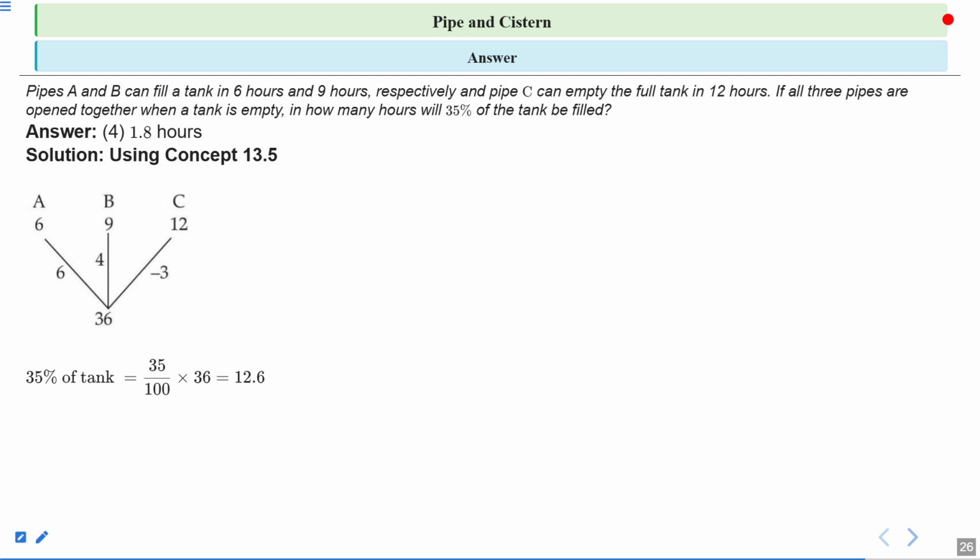And this will be divided by the combined efficiency of A, B and C together. Hence the time taken to fill 12.6 units will be 12.6 upon 6 plus 4 minus 3. So 6 plus 4 is 10, minus 3 becomes 7. So 12.6 divided by 7 equals 1.8 hours. So the fourth one is the correct answer of this question.